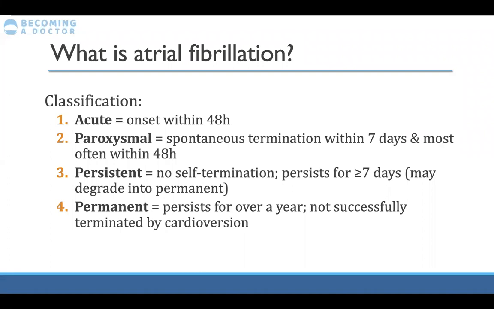And then the last form is permanent atrial fibrillation. That's where there is AF that persists for over a year in duration, and it's not successfully treated by, for example, cardioversion. And cardioversion is a procedure by which an abnormally fast heart rate or a cardiac arrhythmia like AF is converted to a normal rhythm using a therapeutic dose of, for example, an electrical current.